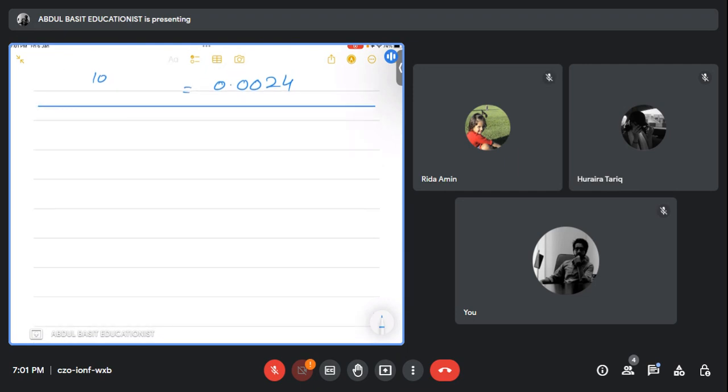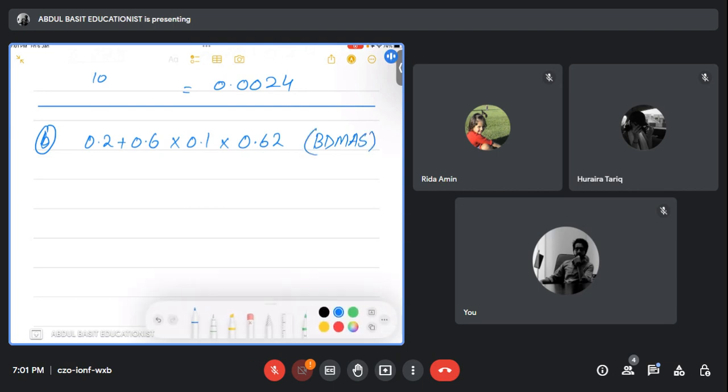So for example, in Cambridge examinations, we get a question like 0.2 plus 0.6 multiplied by 0.1 multiplied by 0.62, something like that. Most of the students just add 0.2 plus 0.6. That's wrong. We have to follow bracket, division, multiplication, addition, and subtraction, BODMAS. Multiplication comes first, as there is no bracket and no division. Now it's time for the multiplication. So these three are in multiplication. We have to multiply all of them.